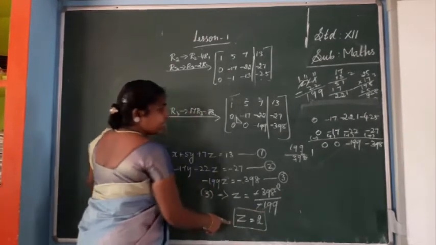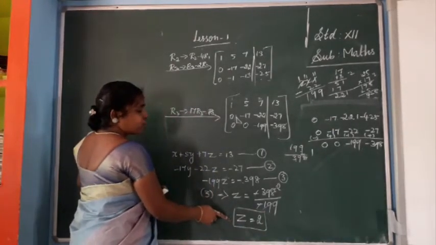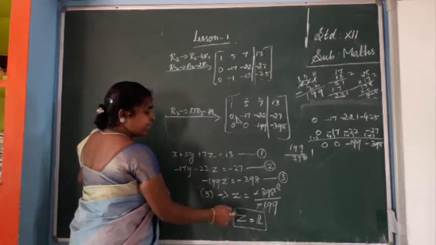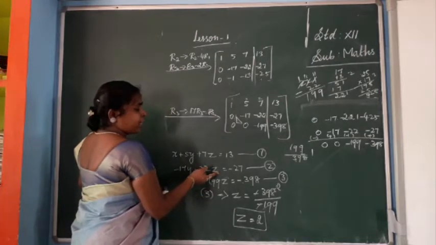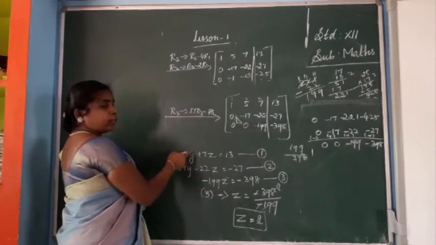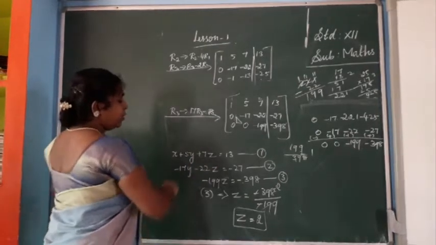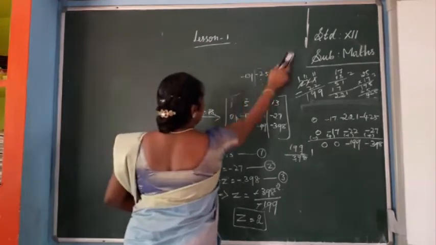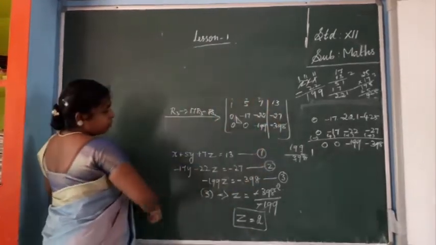So after getting the z value, as I already told, you only have to use back substitution. After getting the z value, you substitute it in equation 2. From there you will get y. Next, only then you use the first equation, okay? So now you substitute the z value in equation 2.